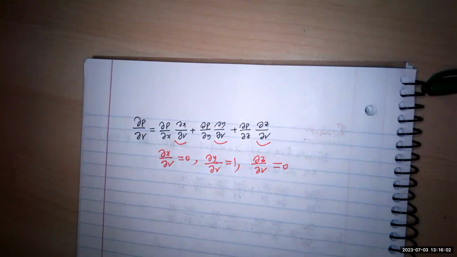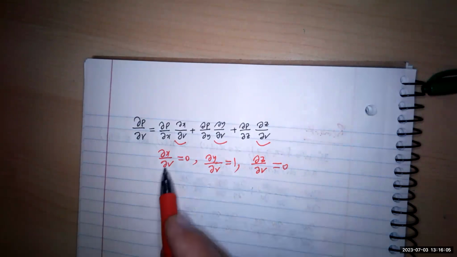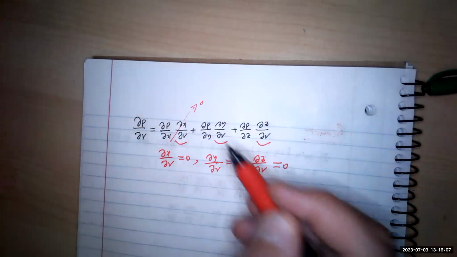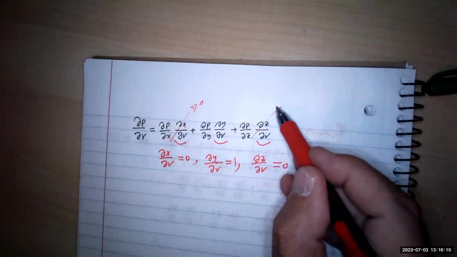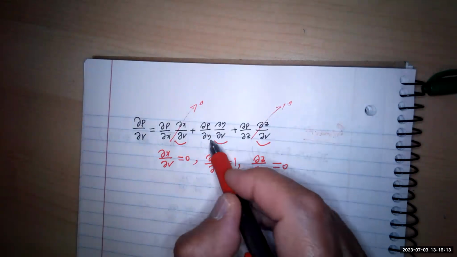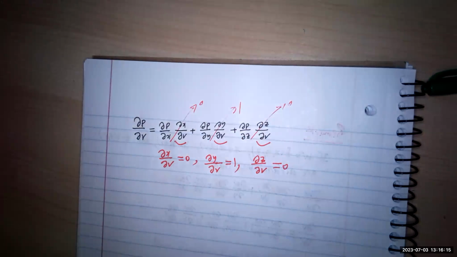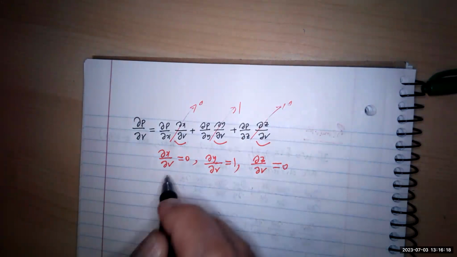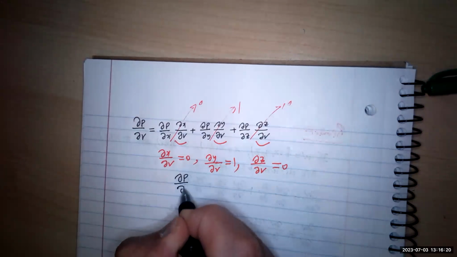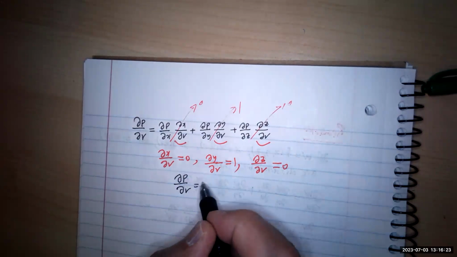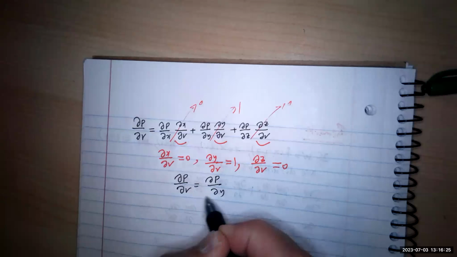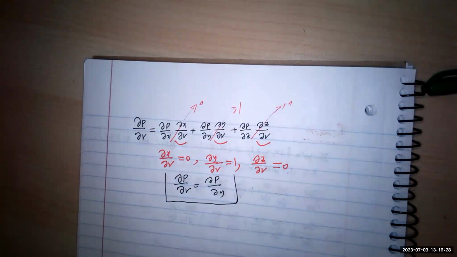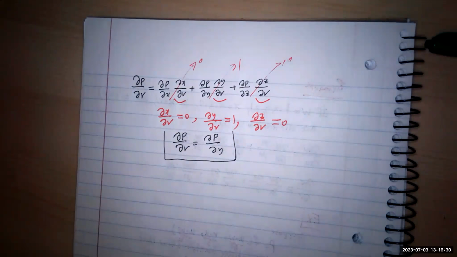Okay, so simply this means what? This means this would cancel out. And this would cancel out. And that's simply 1. So if you put them together, ∂P/∂V is simply what? Is simply ∂P/∂Y. So that is going to be the second one. And when you add it to the other one, this would cancel out also. Okay, any question?